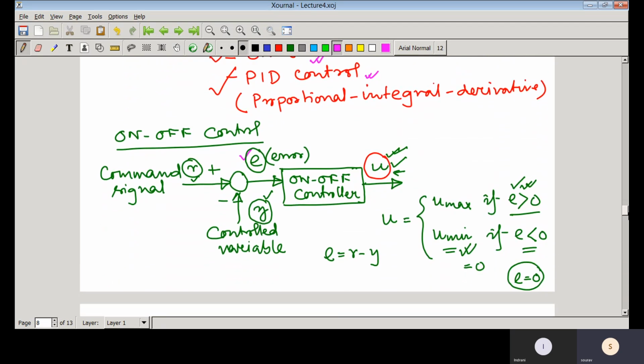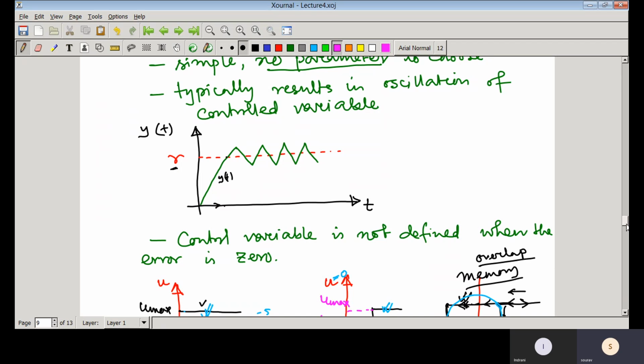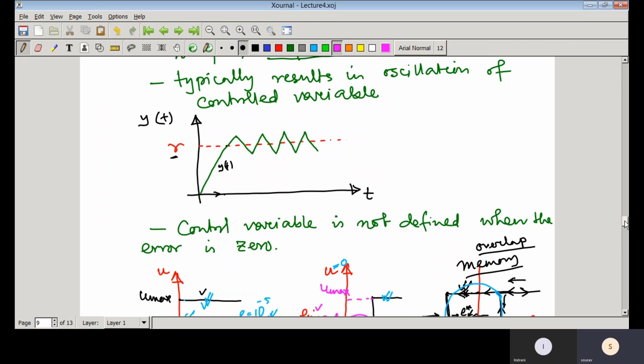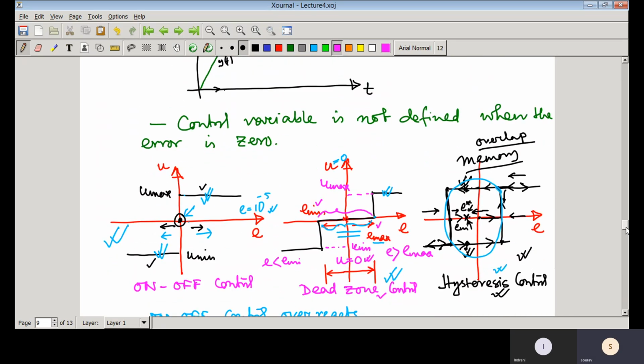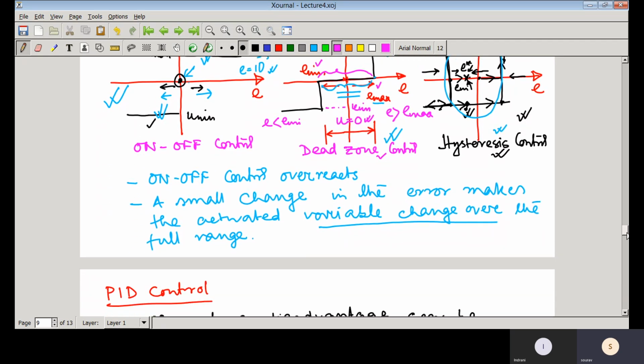In the on-off controller, you know that the control input is generated based on the error signal, but there are some disadvantages. One of the main disadvantages is that the control output is a little bit oscillatory, and there are other types of control strategies. One is dead zone, another one is hysteresis. In dead zone control, we allow some dead zone, some band, and in hysteresis control, we allow that overlap.